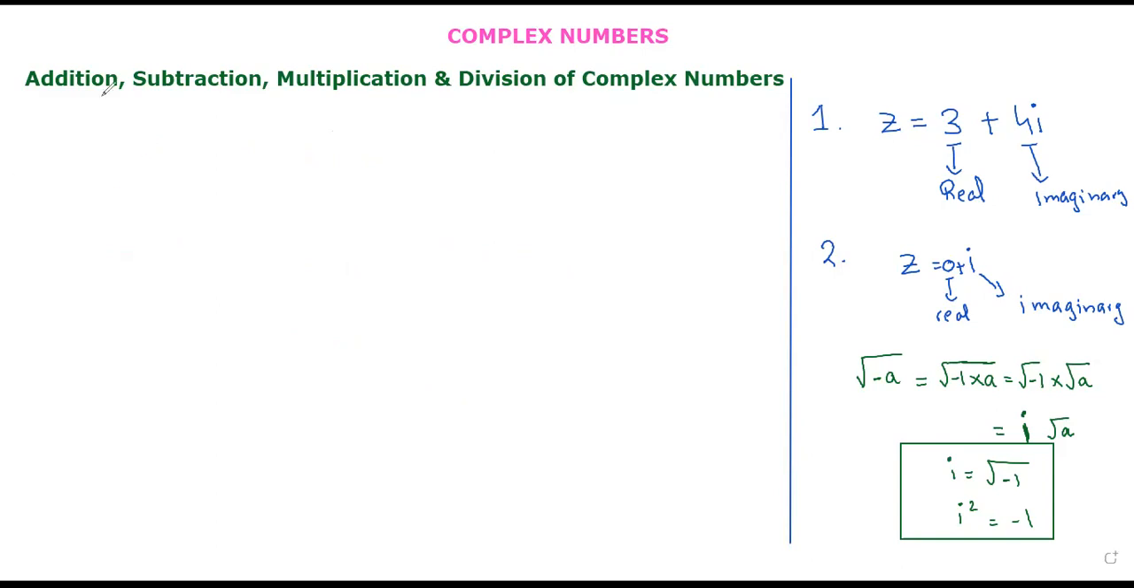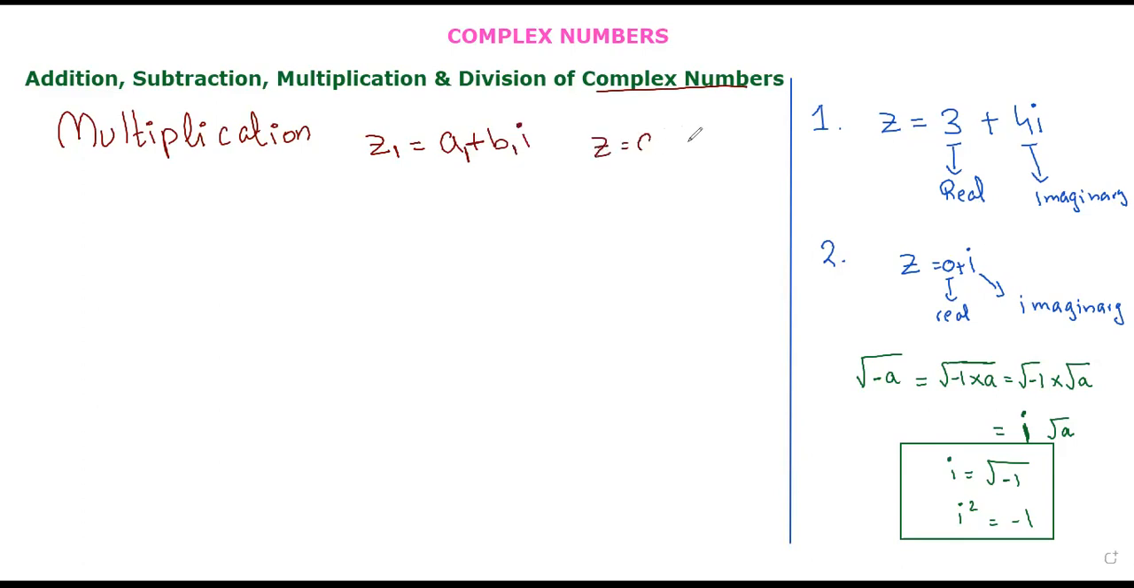Now we have multiplication of complex numbers. Now let's imagine and let's keep things general now. Let's say we have z1 equals a1 plus b1 iota and z2 is a2 plus b2 iota.